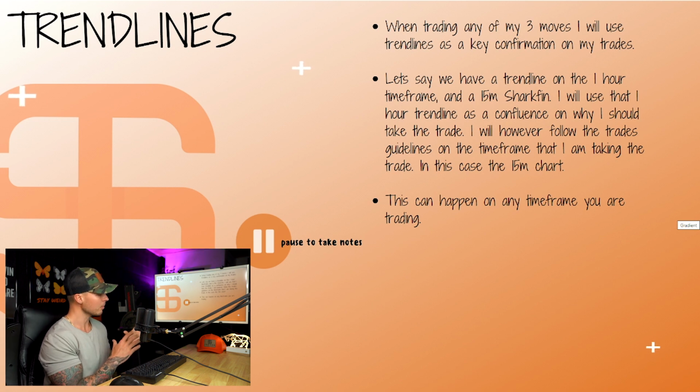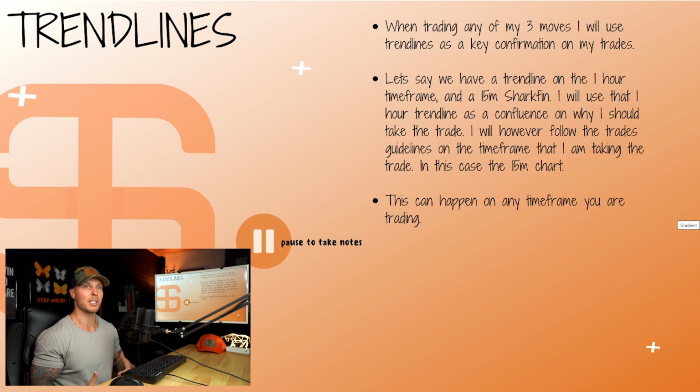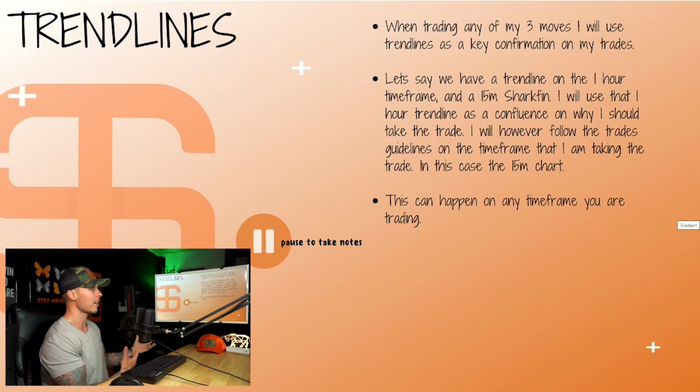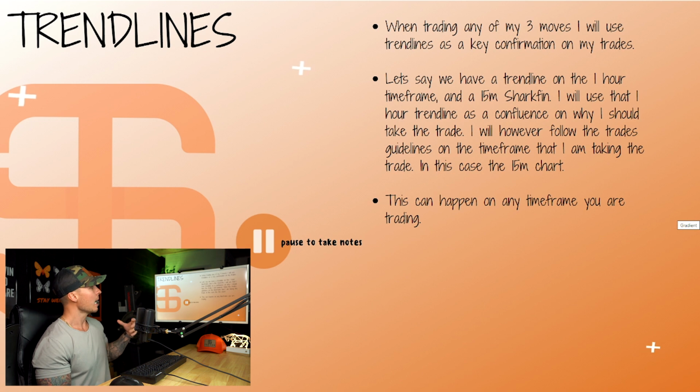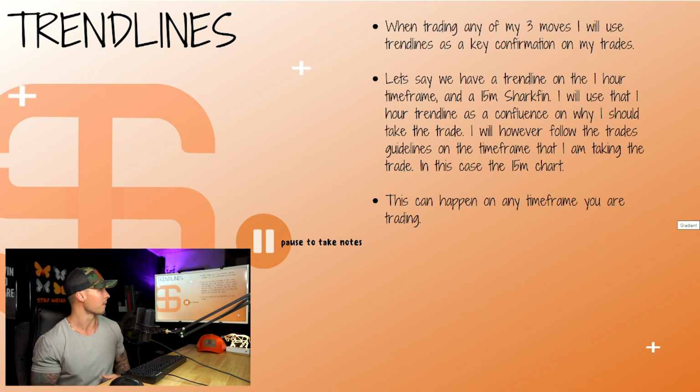So that's important. Now, it's not always going to be a trend line, but this is just an added confluence on why it could potentially be in a trade. So let's say we have a trend line on the 1 hour time frame. We also might have one on the 4 hour time frame. And then on the 15-minute time frame, we have the shark fin. The shark fin we love right off that trend line. So I will use that hour trend line as a confluence on why I should be in the trade.